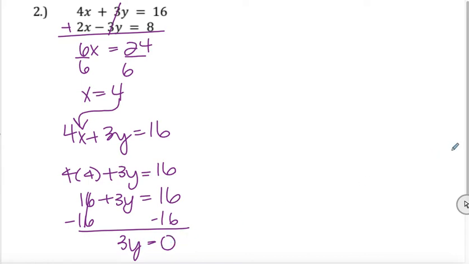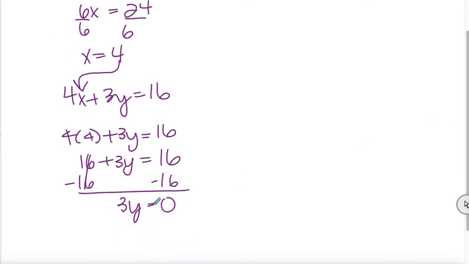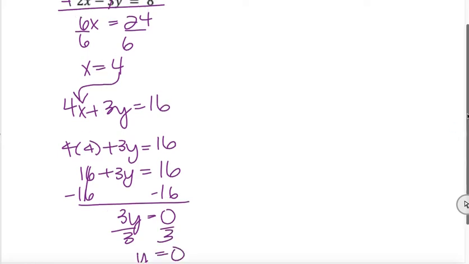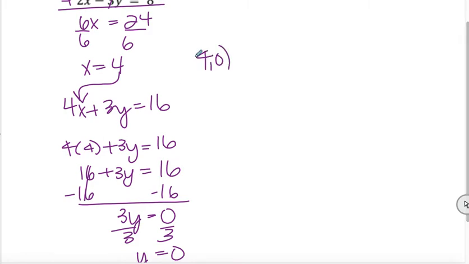And if I divide both sides by 3, 0 divided by any number is 0. So my ordered pair here would be 4, 0.